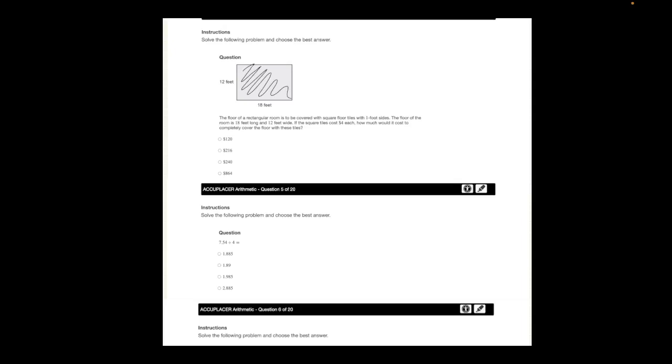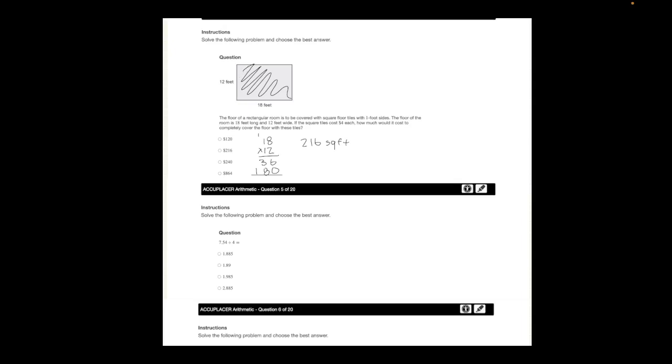So again, we simply do 18 times 12. It's going to be 16. Carry the 1, that's a 3. Drop down the 0, 8, and then 1. That's going to give us, let's write this up here, 216 tiles or square feet of tiles that we need to fill this entire space.